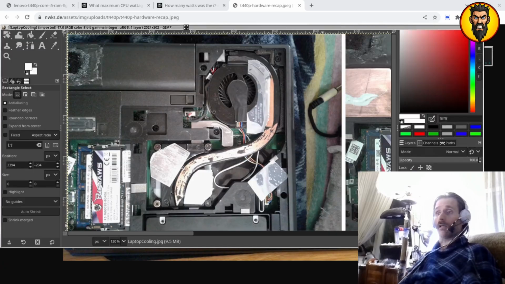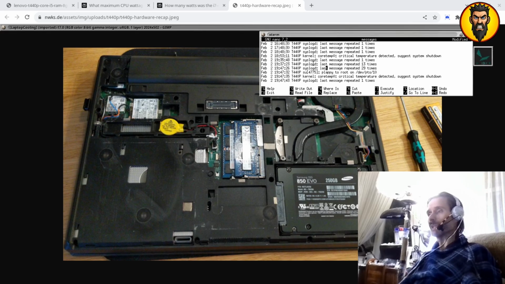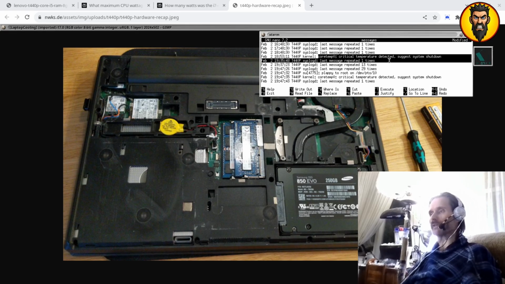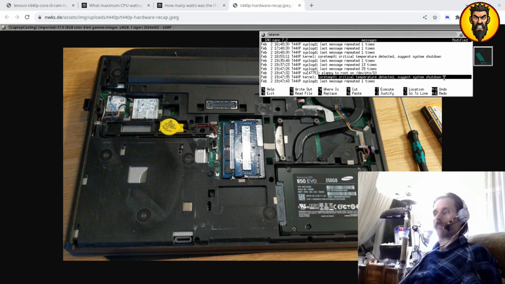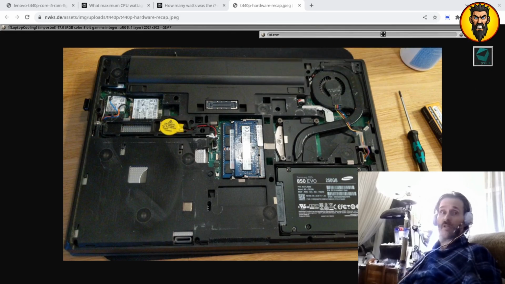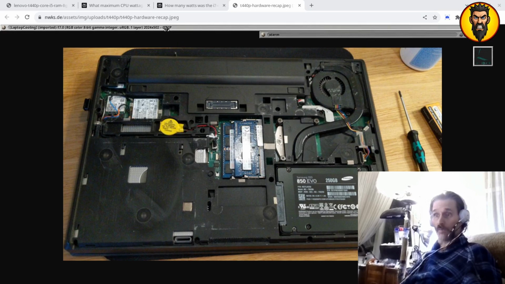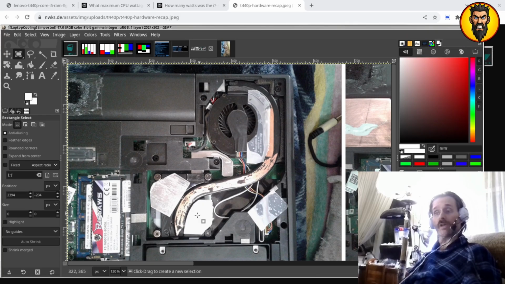So what did I do? Well, actually we're going to go back. This is the actual log file of this particular machine, and you'll notice it says core temp 0, critical temperature detected, suggest system shutdown. And if we go a little bit further down, there's another one, and there's a reason for that, because these 4910MQs are hot. So hot, in fact, that I had to do this.